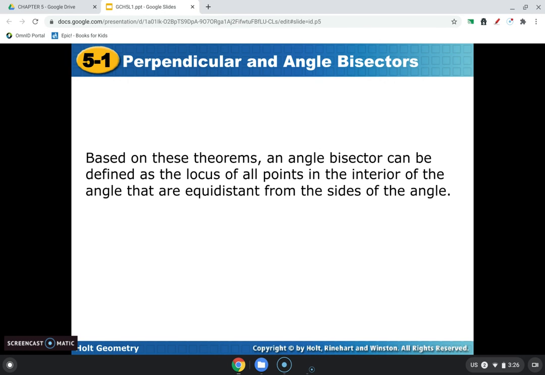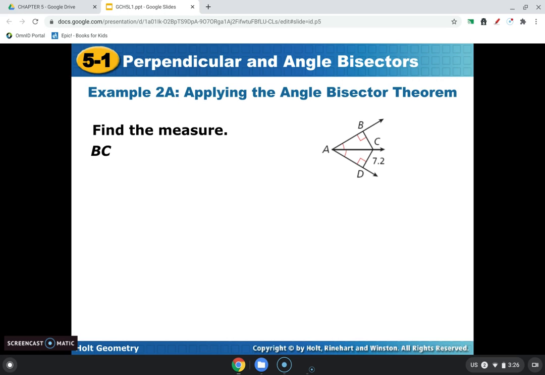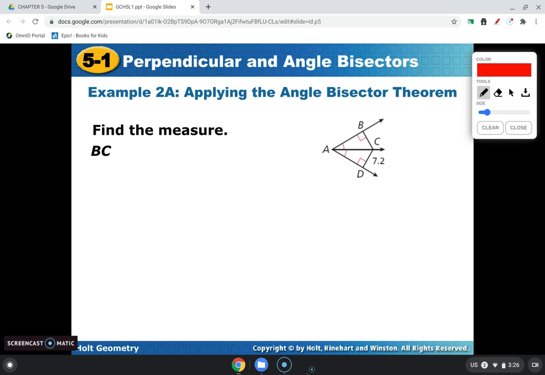All right. Based on these theorems, the angle bisector can be defined as the locus of all points on the interior of an angle that are equidistant to the sides. So, well, we can see that AC is the angle bisector. So to find BC, it would be the same as CD. So it is 7.2.